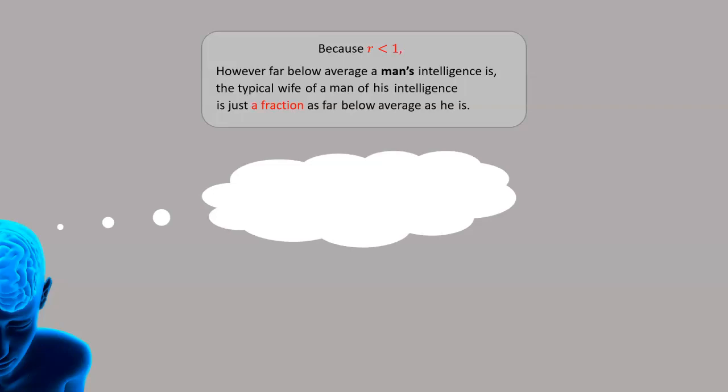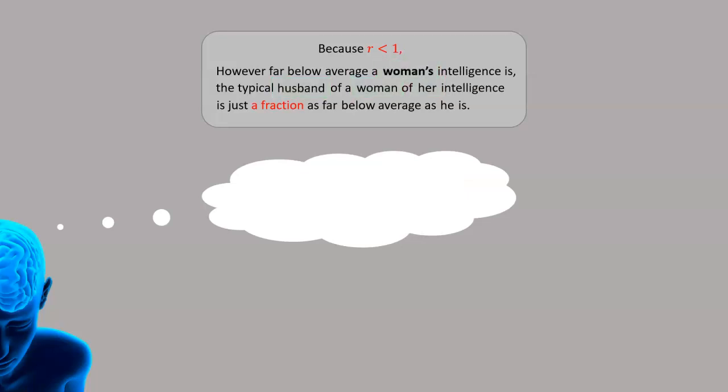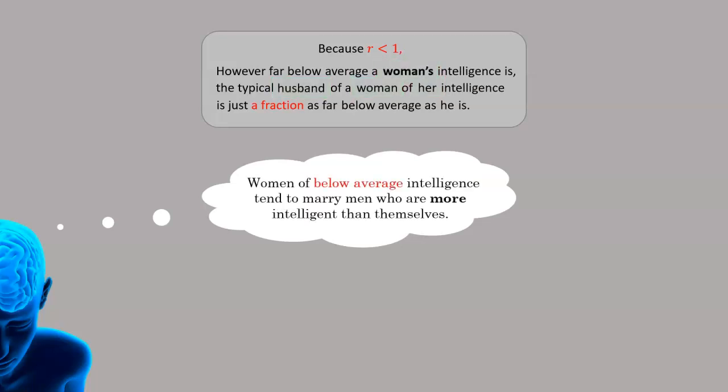For example, if r happened to be 0.5 and a man is 1.2 standard deviations below average intelligence, then a typical wife for men of his intelligence would only be 0.6 standard deviations below average. Still below average, but once again, closer to the mean, not as far below average as he is. Thus, we can say that men of below average intelligence tend to marry women who are more intelligent than they are. And of course, we can swap the sexes here too, and conclude that women of below average intelligence tend to marry men who are more intelligent than themselves.